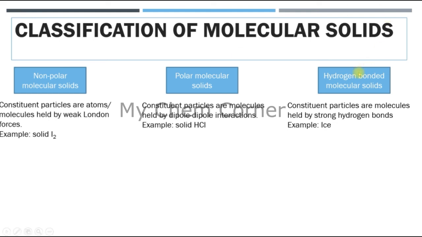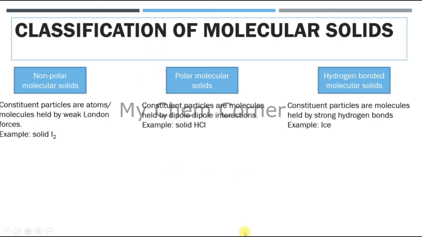And the last one is hydrogen bonded. So of course here constituent particles are going to be molecules. The forces that are holding them together are very strong hydrogen bonds. Example is going to be ice. So these are a few points which are talking about differences between non-polar, polar and hydrogen bonded molecular solids.